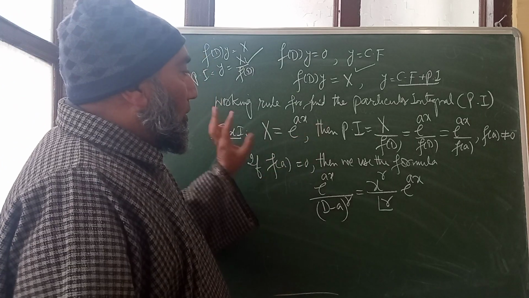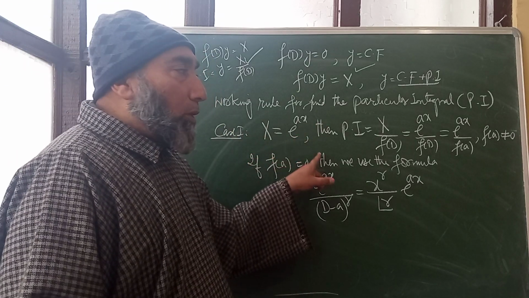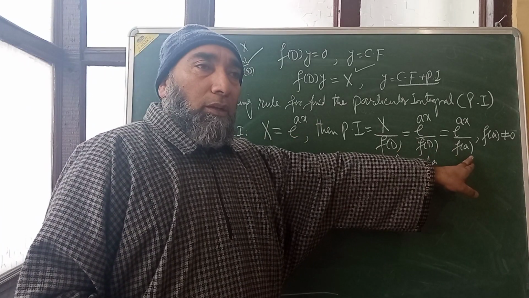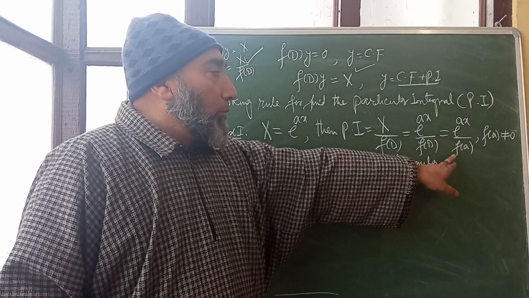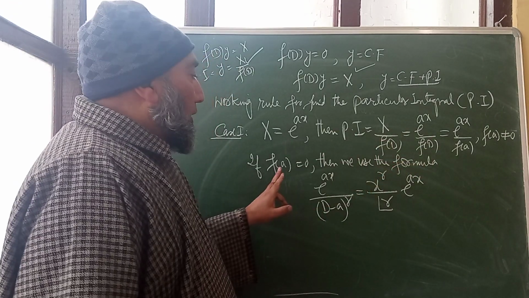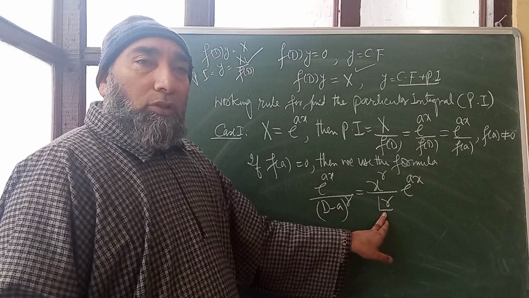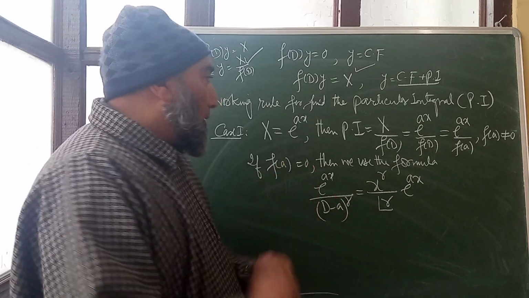Okay. So the first case is, if X is e to the power ax, then I have to replace D by a in PI. And if f(a) is 0, then I have to use this formula. I will be explaining it later. Case second.